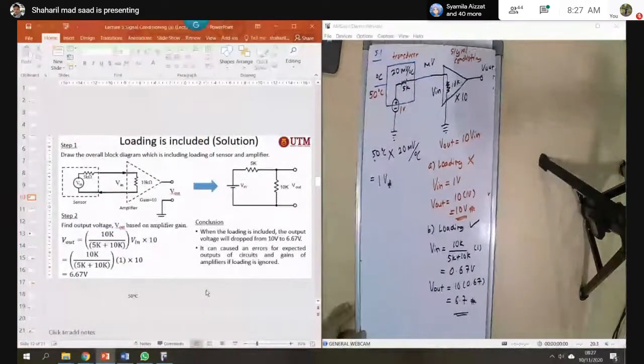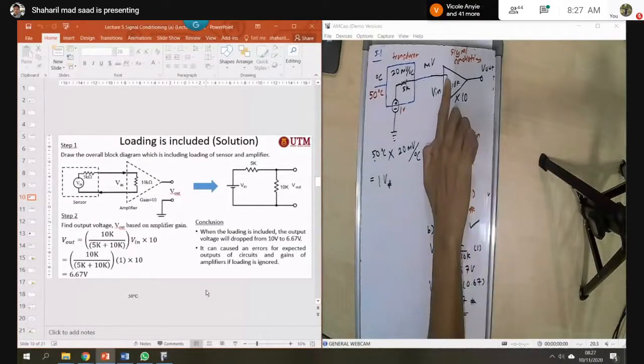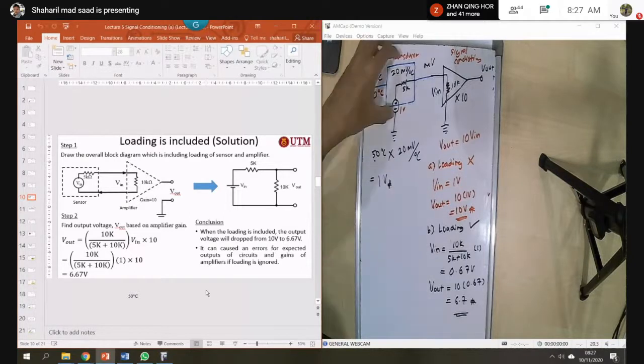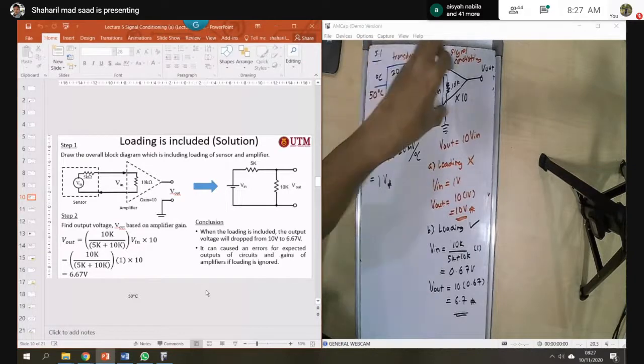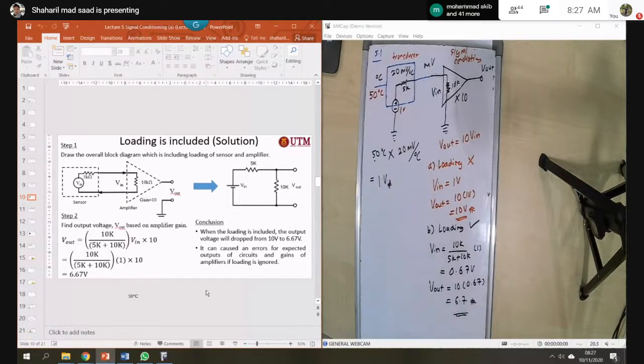Okay. So that's it. When you ignore the loading, that means loading is not included, so this one will be a short circuit. So V in here will be equal to the output voltage from the transducer. This is the circuit, when you connect the transducer with the signal conditioning. So this one is the internal circuit. Okay. Any question?